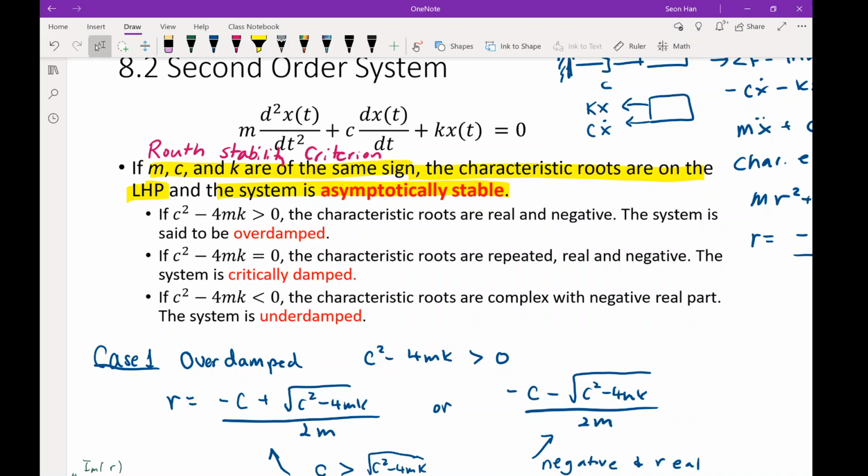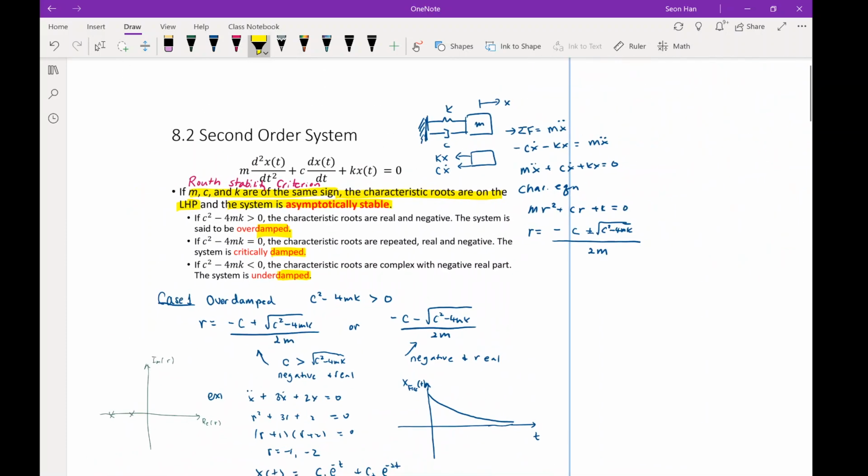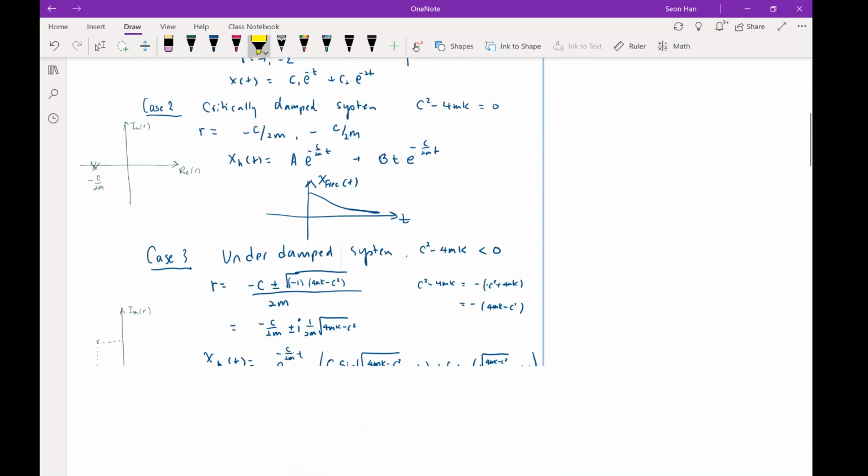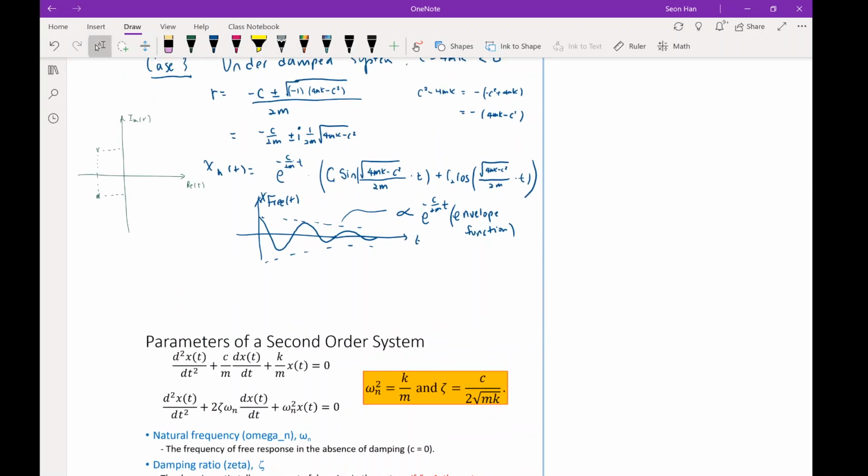Keep in mind whether they're overdamped, critically damped, or underdamped, they're all damped, meaning they all die. As time goes to infinity, they're all going to disappear. They're all asymptotically stable systems. So let's do an example.